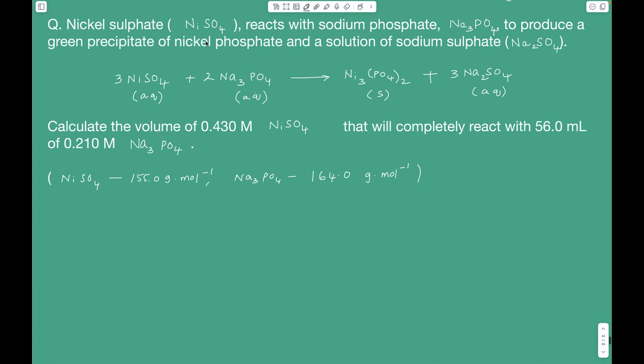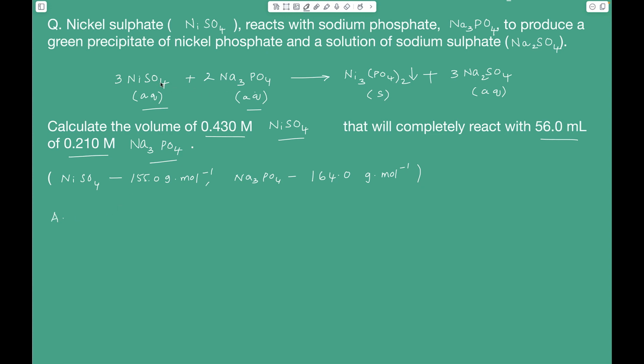This question says nickel sulfate reacts with sodium phosphate to produce a green precipitate of nickel phosphate and a solution of sodium sulfate. Obviously, this reaction is taking place between aqueous solutions of nickel sulfate and sodium phosphate. Calculate the volume of 0.430 molar nickel sulfate that will completely react with 56 ml of 0.210 molar sodium phosphate.